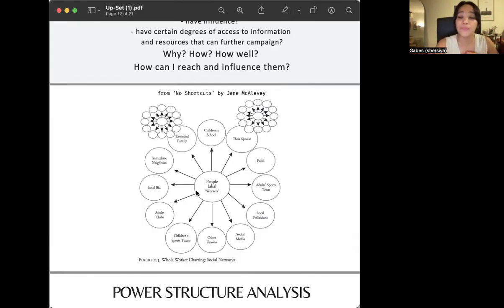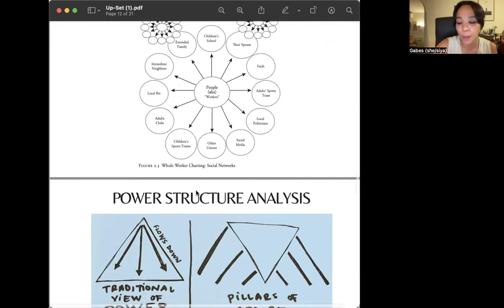This can be an ever-growing, ever-expanding map too, because who knows who you might meet along the way in your organizing or in your mobilizations. So keep it fluid. It doesn't have to be fixed, okay? But the idea is to know who is in your circle, who can support you, and who you can invite to join your movement.